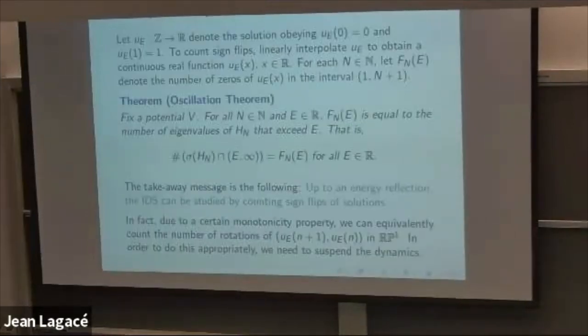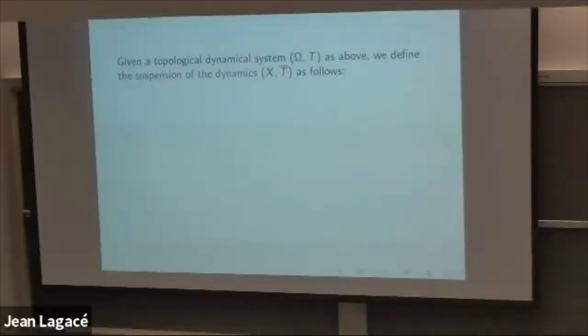Okay, sorry. Yeah, exactly. So in order to do this appropriately, we need to suspend the dynamics. Suspension here refers to continuous interpolation. So how do we continuously interpolate? We have our dynamical system omega t, which is a discrete time dynamical system, right? The dynamics is just given by t squared, t cubed, just integer powers of t. So this power n is your time parameter, n takes values in Z, so there you go, it's discrete time.